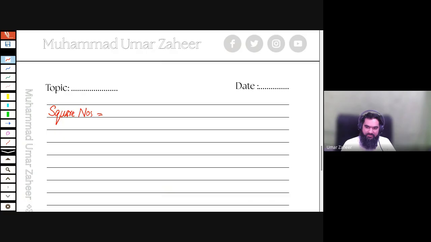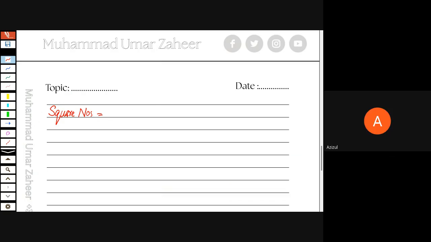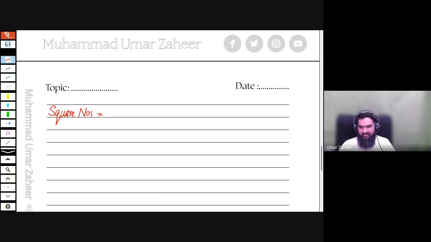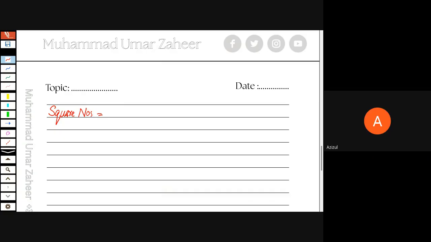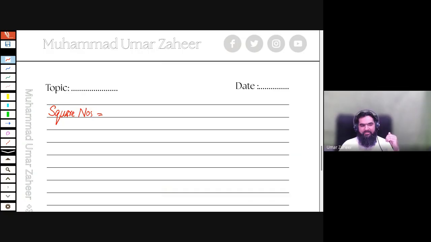Yes, Azizul, do you have any idea what square numbers are? Numbers that can be square rooted, I guess. Yes, the numbers that you can write in the form of a square are known as square numbers. Or you are able to take a square root. That is also correct.